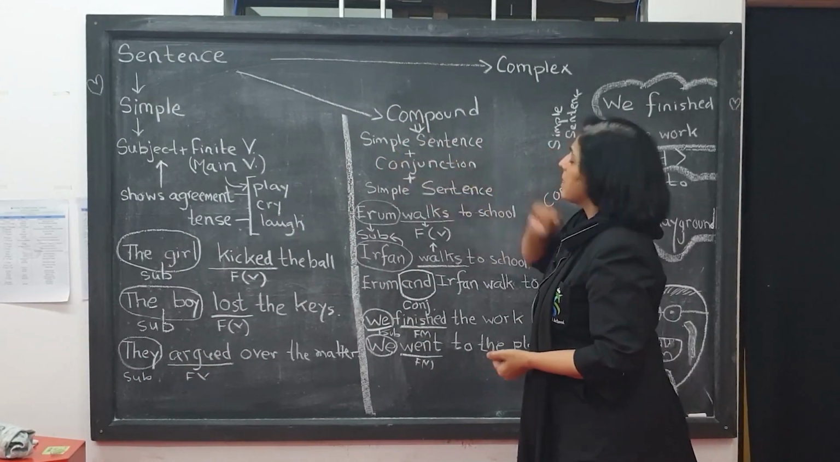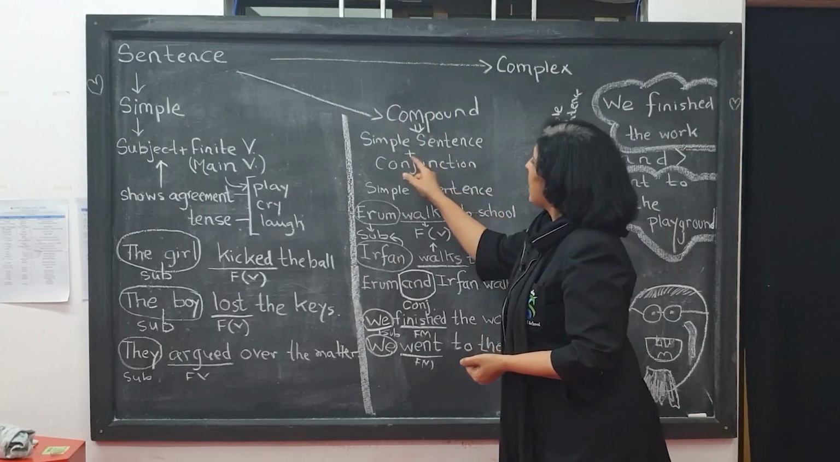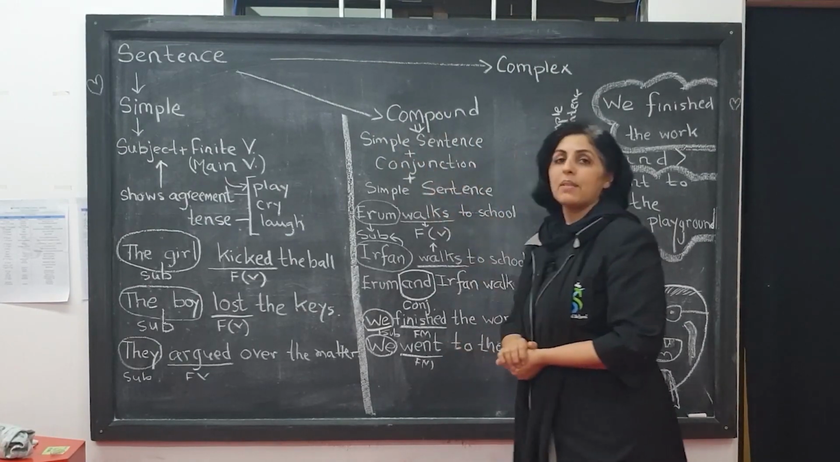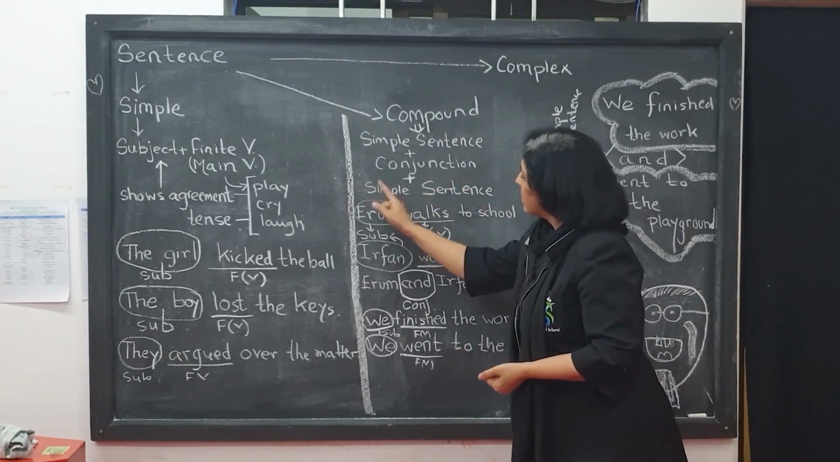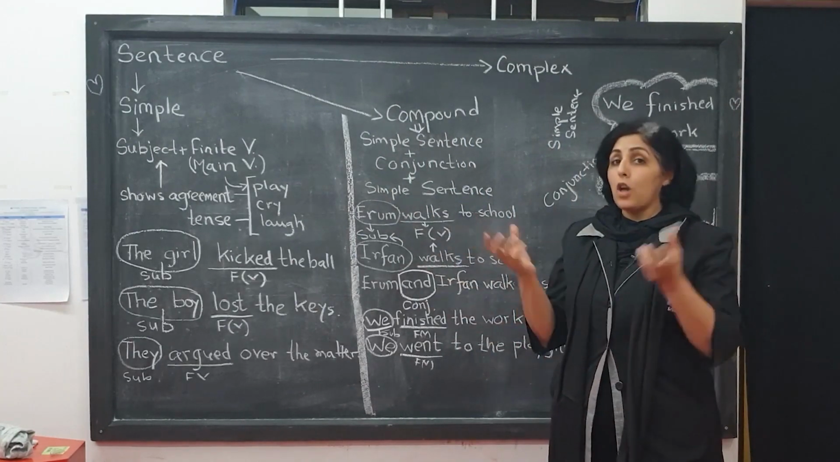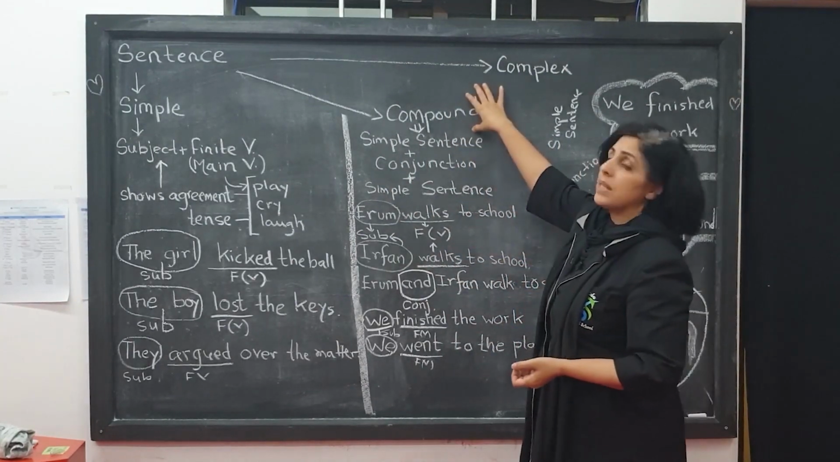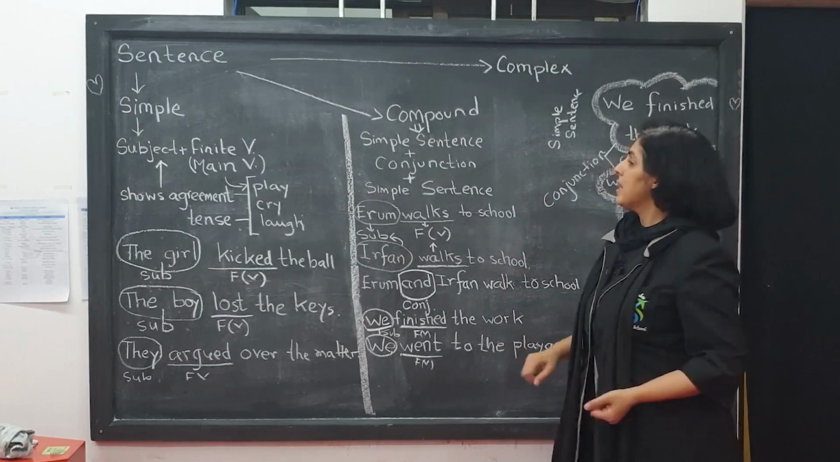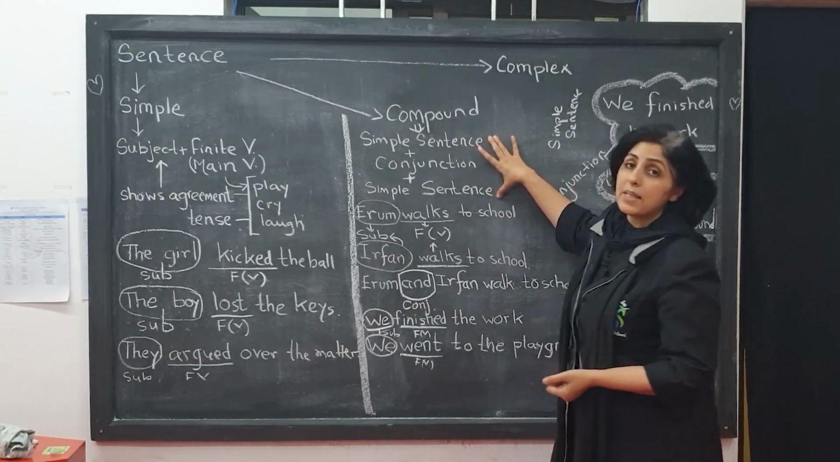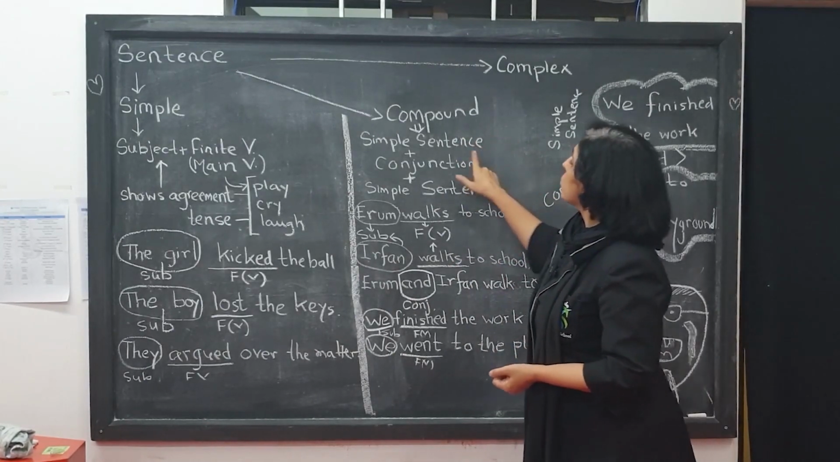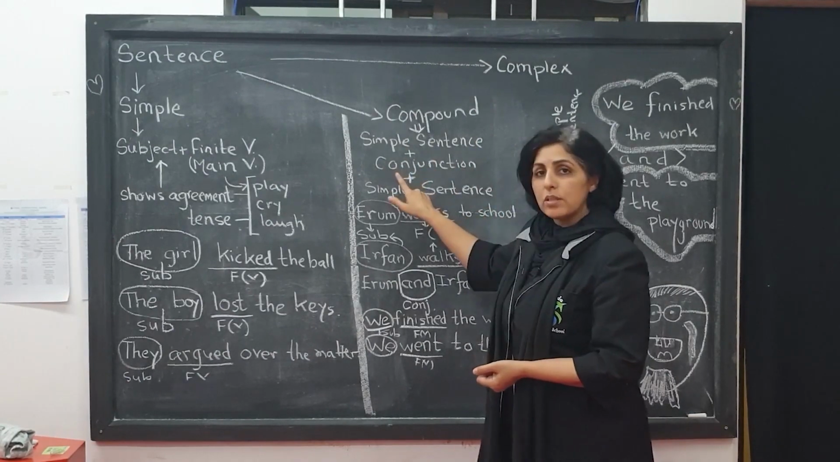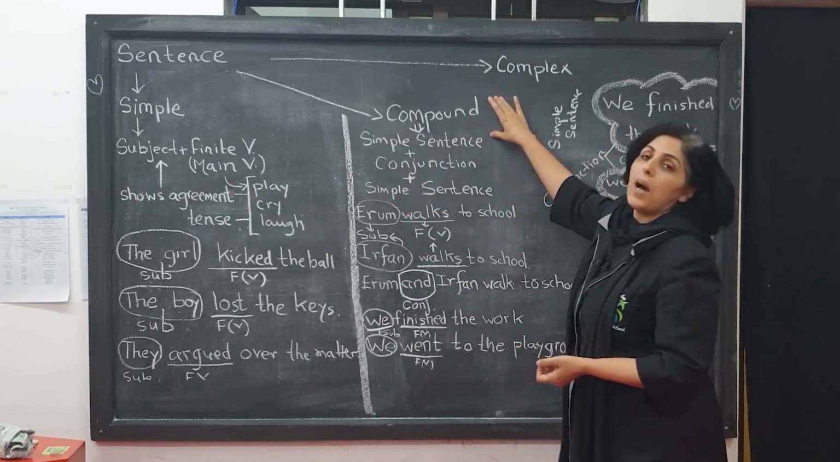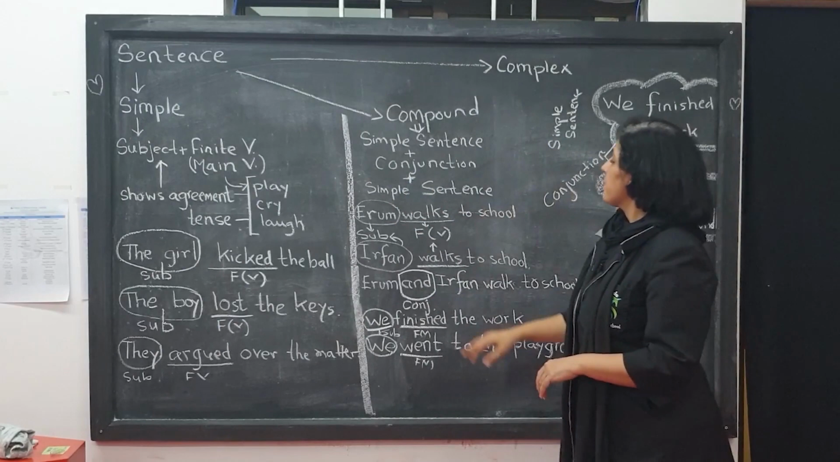One simple sentence plus conjunction plus another simple sentence. The combination of this makes a compound sentence. That means if there are two simple sentences and they're joined together with a conjunction, then it becomes a compound sentence. Take a look at this example.